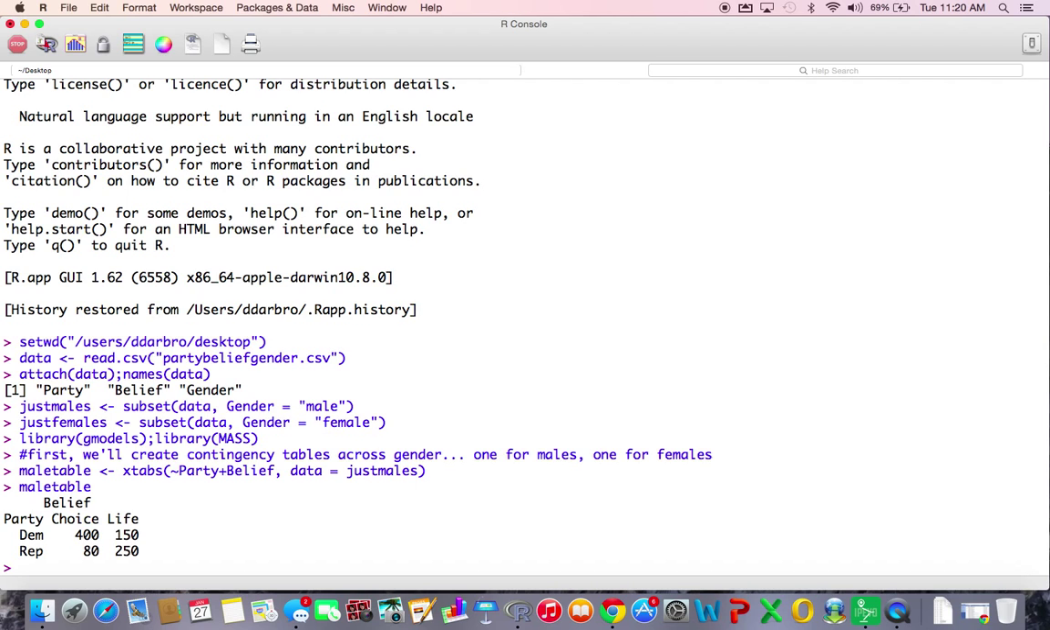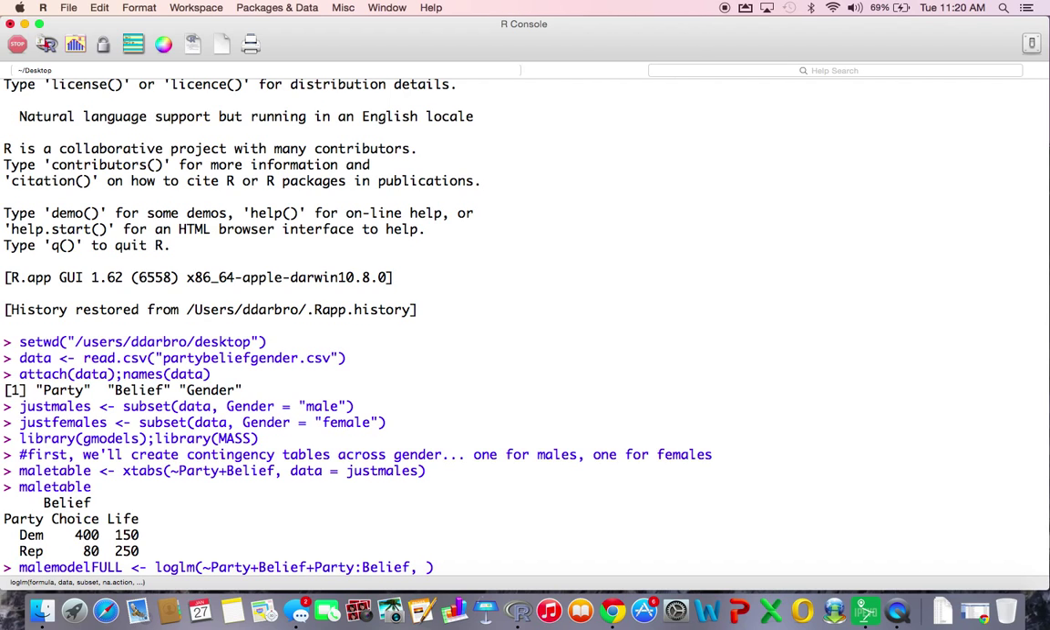Okay. Now the next thing I want to do is run my model. I'm going to call this male model full, because I want this to be an interaction model. In other words, I want to create a saturated model here, so I'm going to call it my full. And for my terminology here, full just means we're including the highest order interaction. So guys, we're going to use loglm, and I want to go tilde, party plus belief plus the interaction.